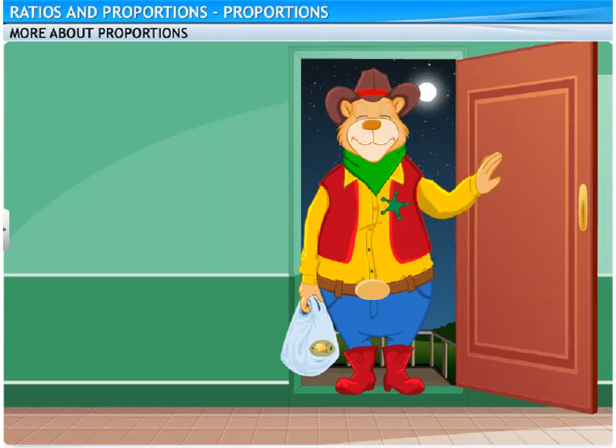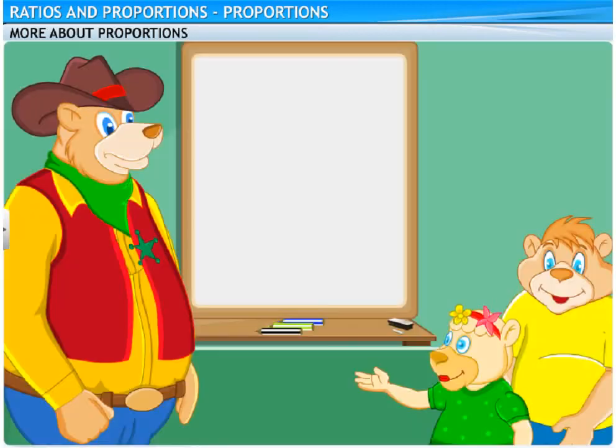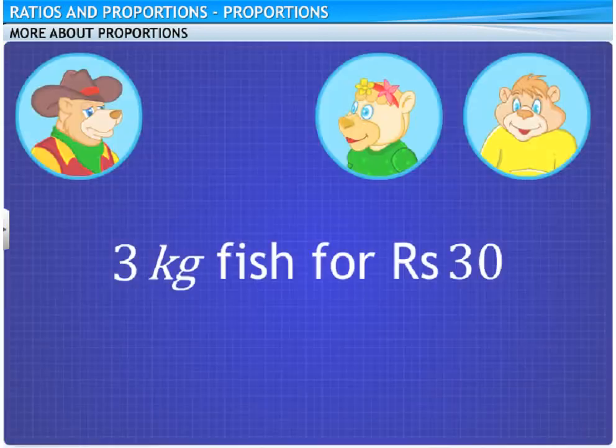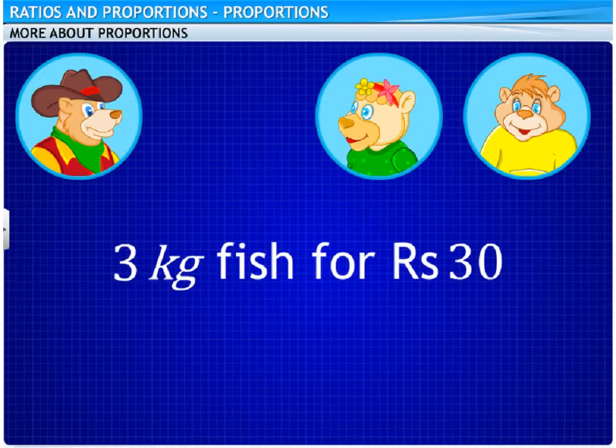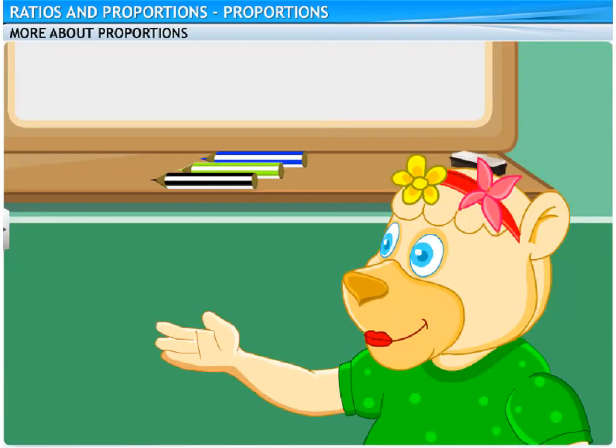Come out, children! Look what I've got! Fish? Mom and I also got fish from the market in the evening. Wow, what a treat. So much fish. I wonder who got a better deal, Mom or Dad? Well, I bought 3 kilograms of fish for 30 rupees. And we got 2 kilograms of fish for 20 rupees. Dad, how will we know whose purchase is more expensive?